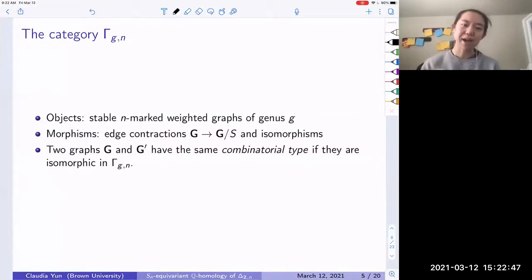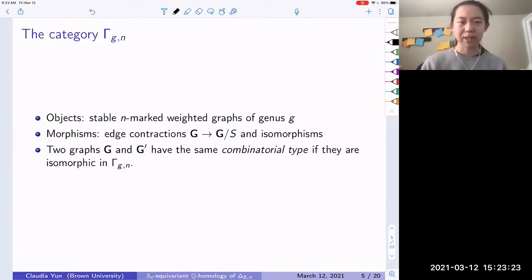Cool. And to package all this information in a category, we can define the graph category Gamma_{g,n}, where the objects are the stable unmarked weighted graphs of genus g that we just defined. And the morphisms in this category are going to be edge contractions and isomorphisms. Isomorphisms in the category are graph isomorphisms that respect the weight function and the marking function. And edge contractions are usual graph theoretical edge contractions.